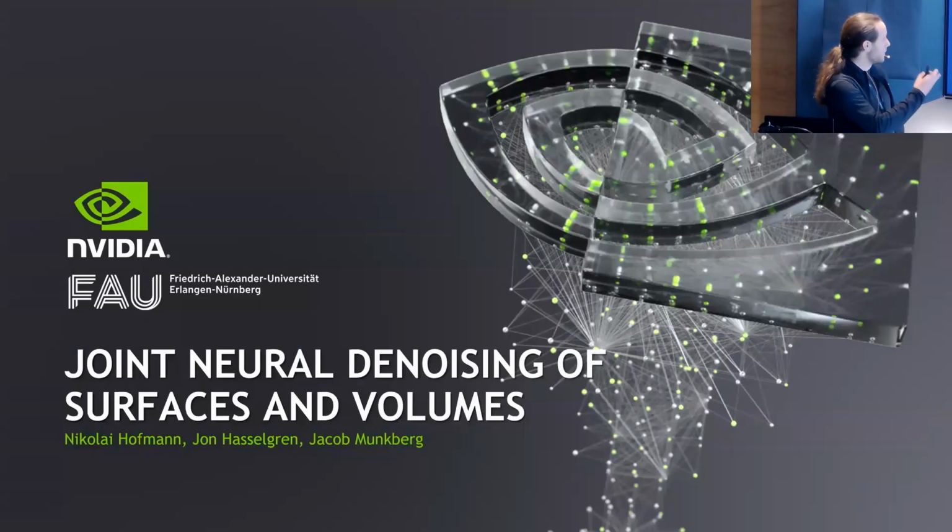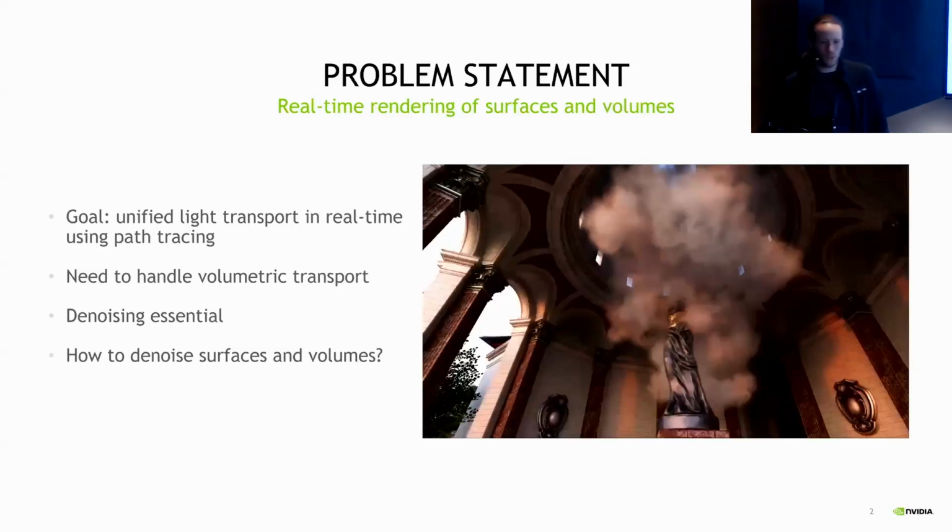So the work is on denoising, as you can probably all read, and I'll try to get into the topic right away. So the overarching goal of our work here is we want to realize unified light transport using path tracing and as real time as possible. And one stepping stone to do that, we already heard, we're pretty good when dealing with triangles, right? But another stepping stone we need to solve in there is volumes, right? So we need some sort of representation for volumes.